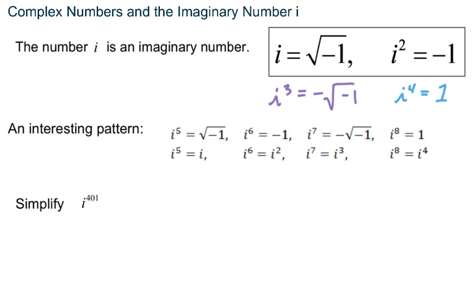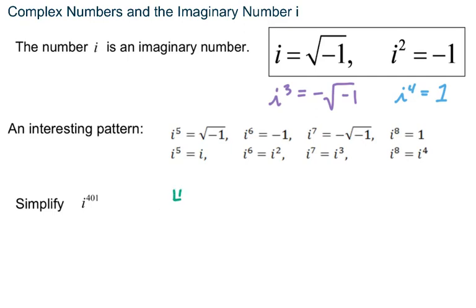We're asked to simplify I to the 401st power. So we need to think about a way to solve this without having to count. I don't want to do that. Well, let's think about how often this I is repeating. And it's repeating every 4 times. So if I can take 401 divided by 4, we're going to be able to show that the remainder is going to be the I value that it's equal to.